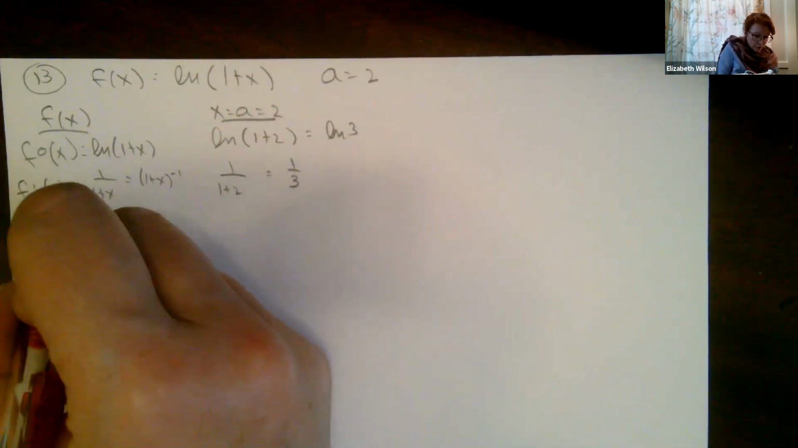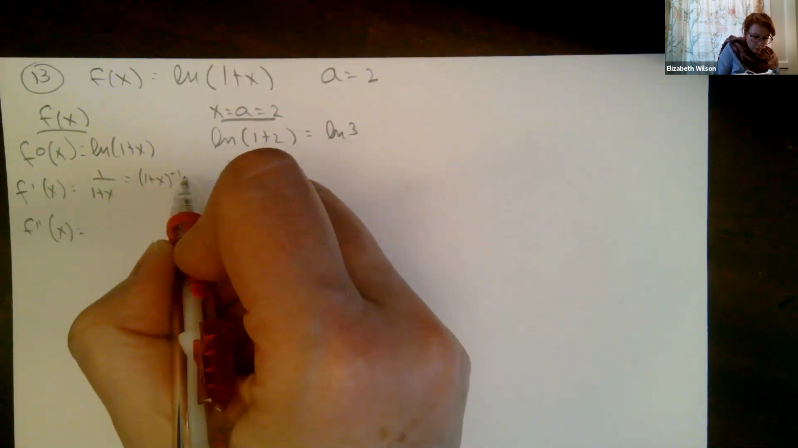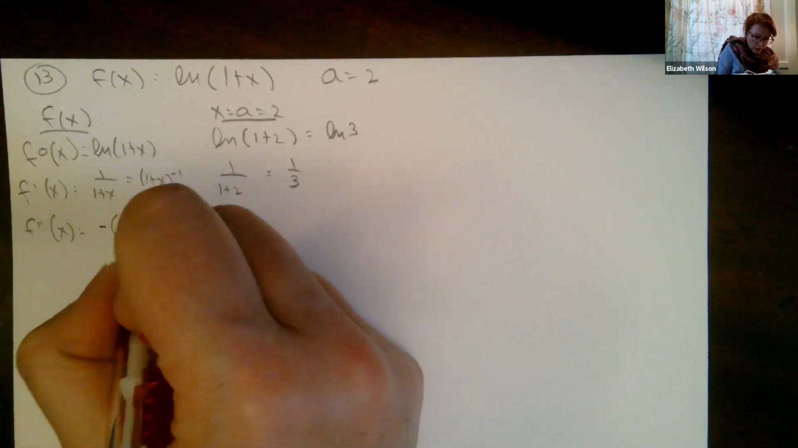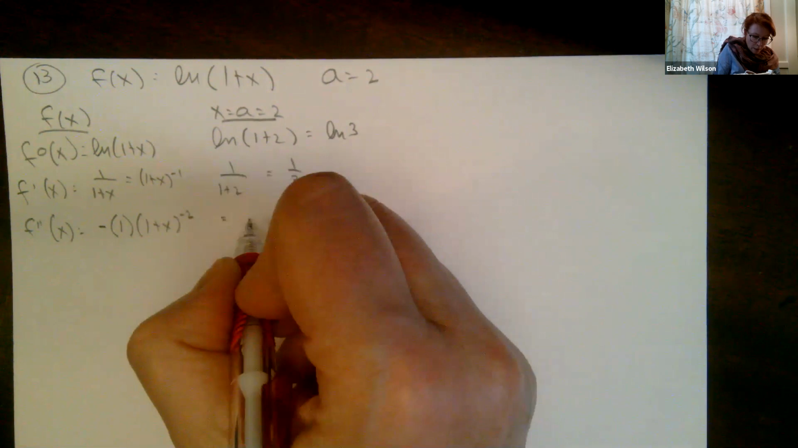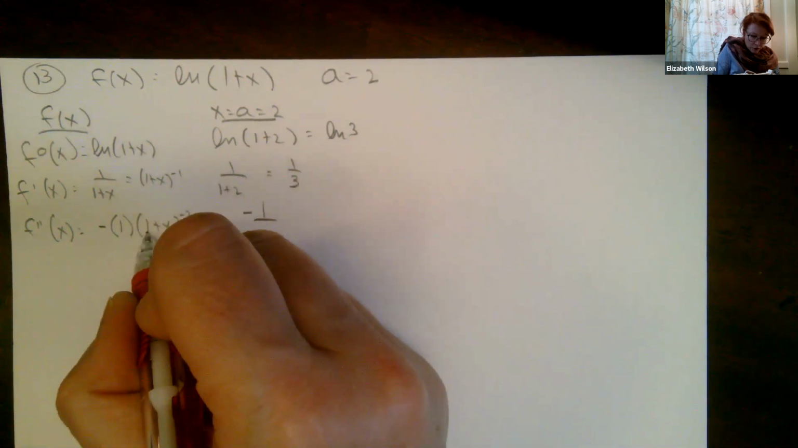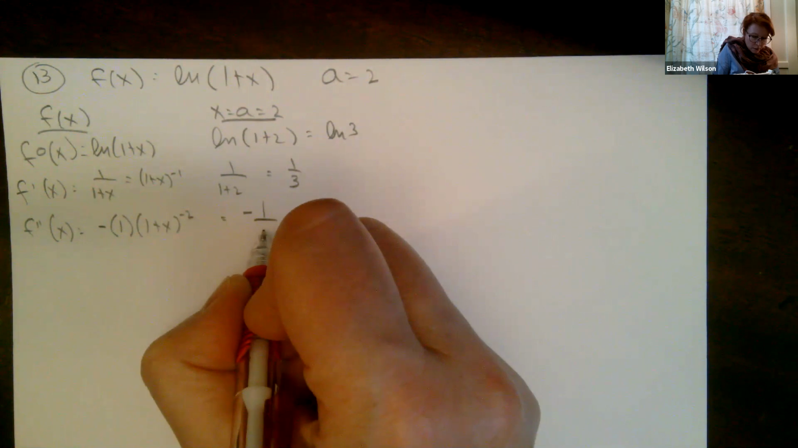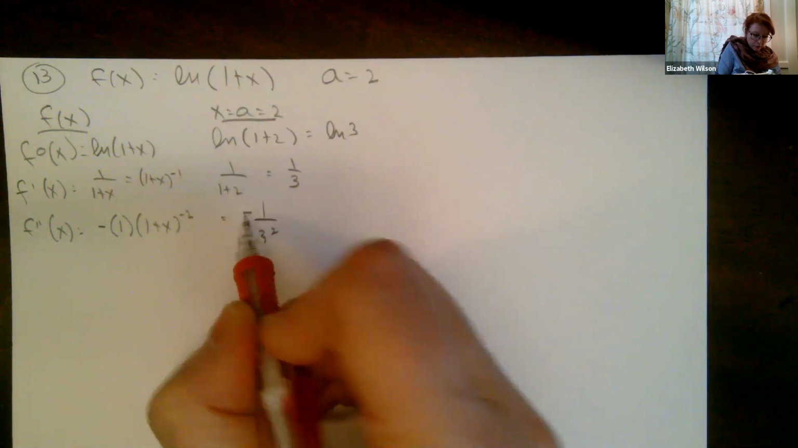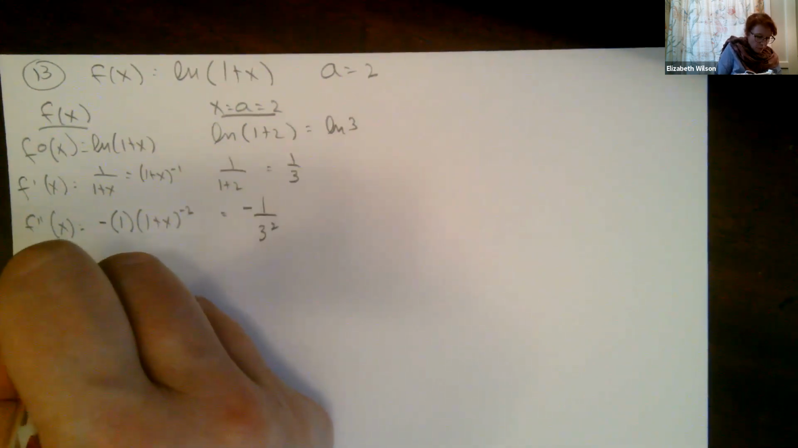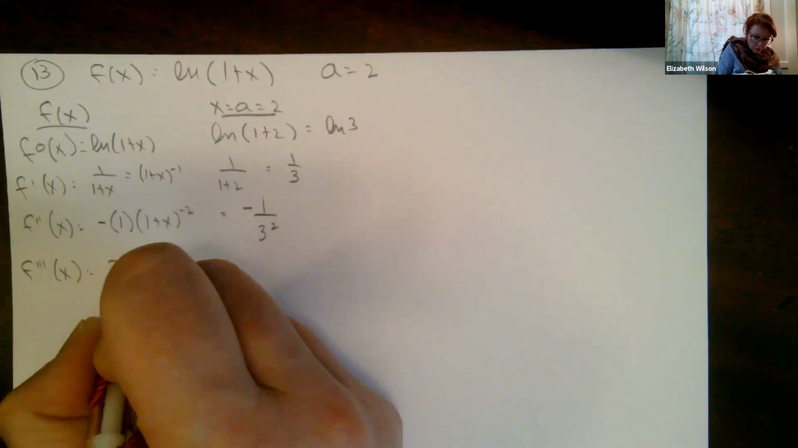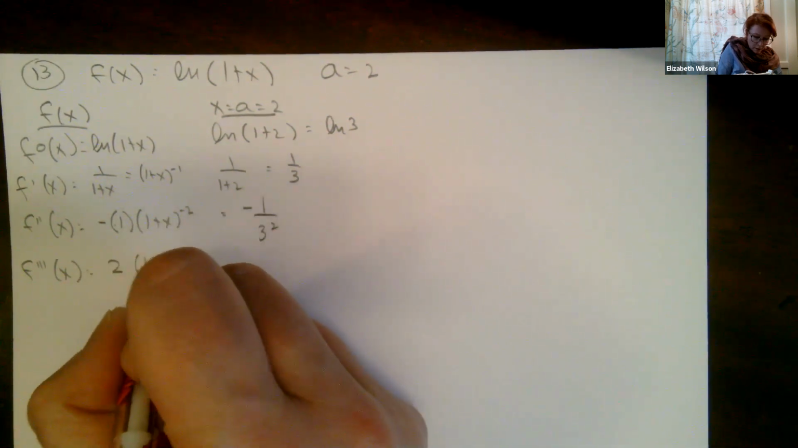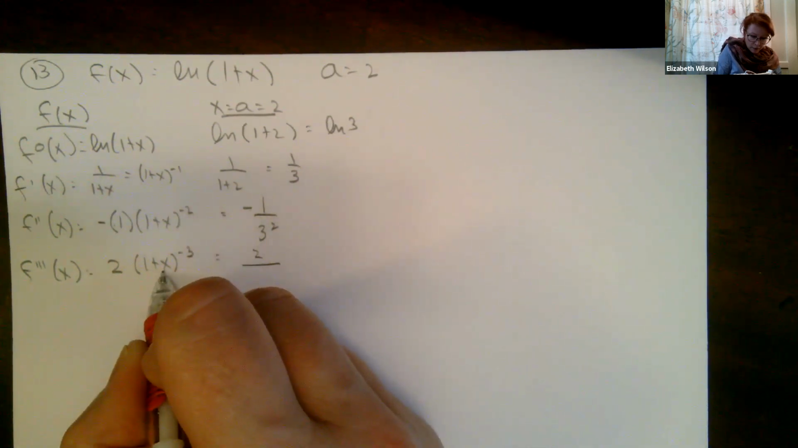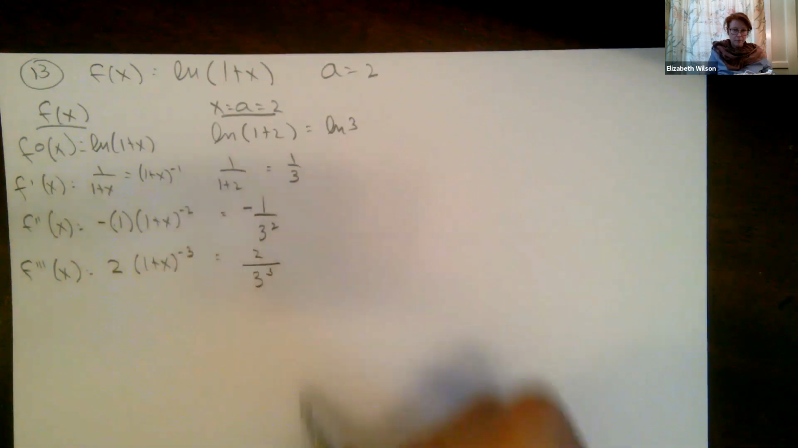My second derivative is going to equal minus 1 plus x to the minus 2. So this becomes minus 1 over 1 plus 2 squared, so minus 1/9. The third derivative is 2 times 1 plus x to the minus 3, because minus times minus is positive. So this is 2 all over 3 cubed. Okay.